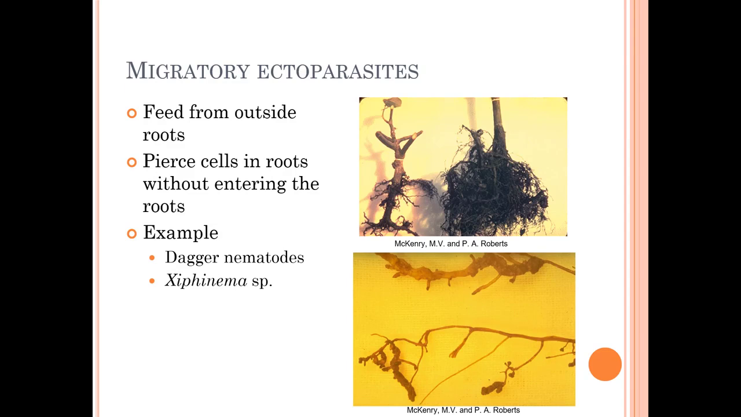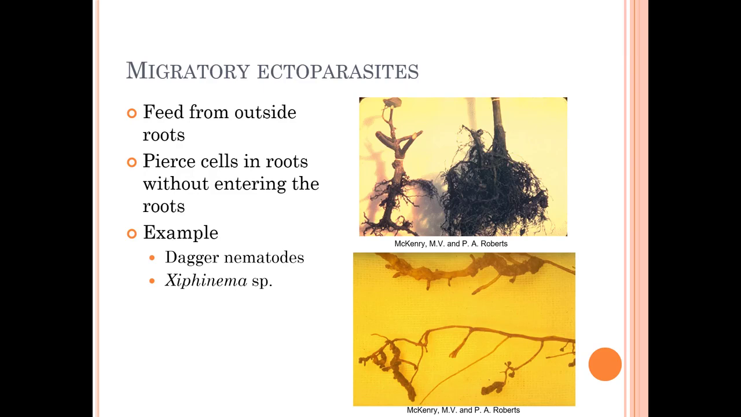So there's different types. Migratory ectoparasites. These feed from the outside of the roots. They pierce cells in roots without entering the roots. And they may attack one root in several places. They don't necessarily stay in one place. So an example of that is a dagger nematode.